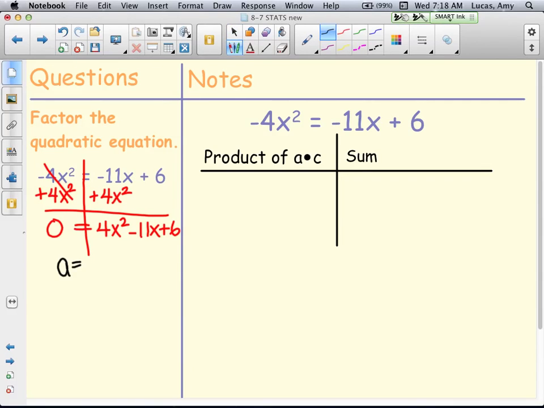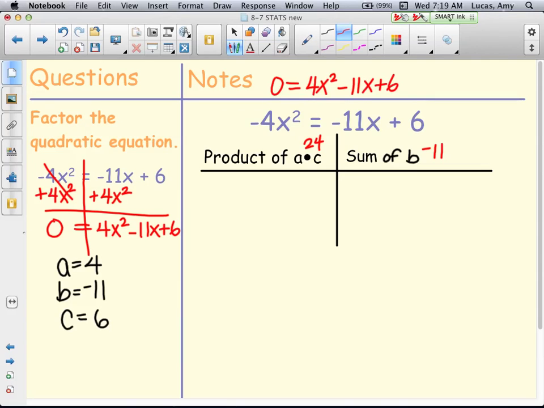So A equals 4, B equals negative 11, C equals 6. So we need a product of A times C. So our product needs to be 24, and our sum needs to be negative 11. And I'm going to write my quadratic up here so that I don't get confused. Okay, so product of 24, sum of negative 11.